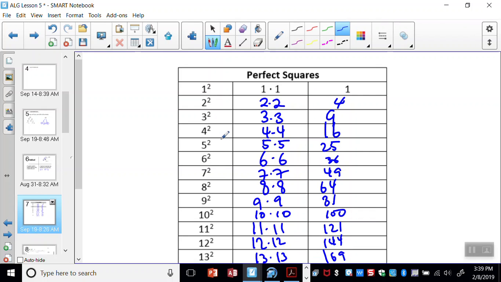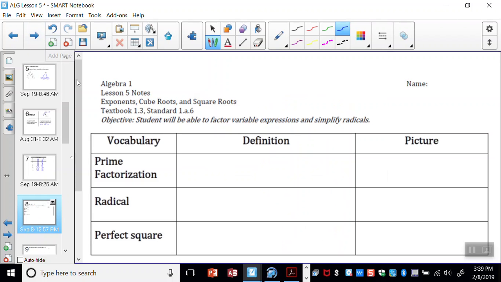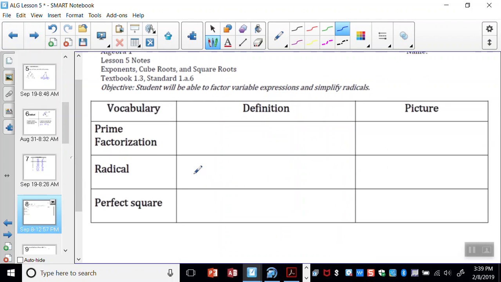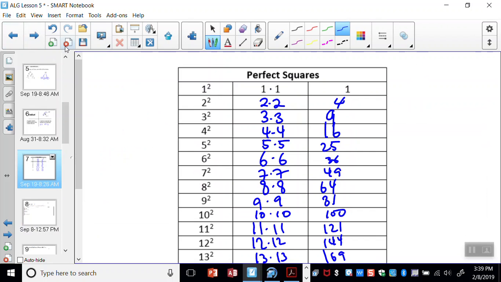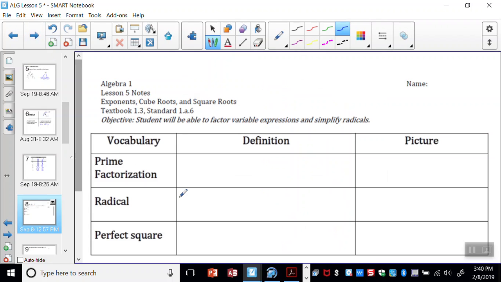You can easily put them in the calculator and get the numbers, but you might want to memorize them. 2 squared is 4, 3 squared is 9. You want to memorize them. It will make simplifying radicals much easier. So perfect squares, you can write it: a perfect square is a number you get when you multiply a number by itself.